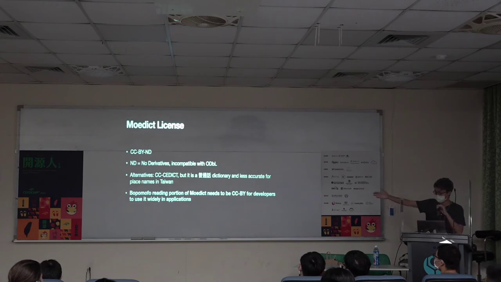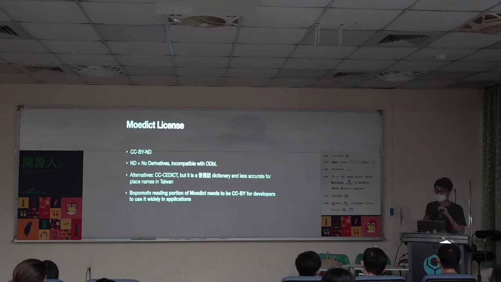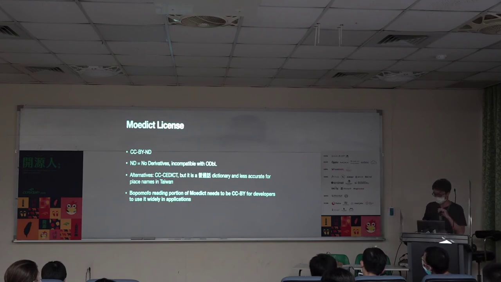There are alternative datasets like CC-CEDICT, but it is very focused on what's called Tonghua, or simplified Chinese. So if you have a word like, here we call it 垃圾, but in the dictionary it will be 垃圾. So for Taiwan place names, it's ideal to have a dictionary that is more localized. But right now there's this licensing issue that really limits how much a software developer can do with it.